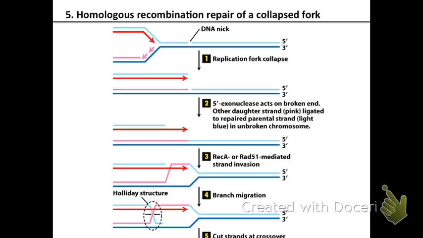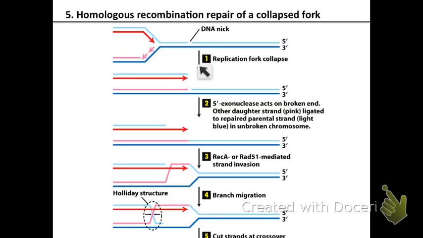When there's a nick in the DNA, a nick means it's a cut in the sugar phosphate bond of one of the two strands. When there's a nick in the DNA and the cell is replicating, for example through the leading strand, and there's a nick in this leading strand, the replication machinery comes up to the DNA nick, but it's not going to be able to pass through it because the template is broken.